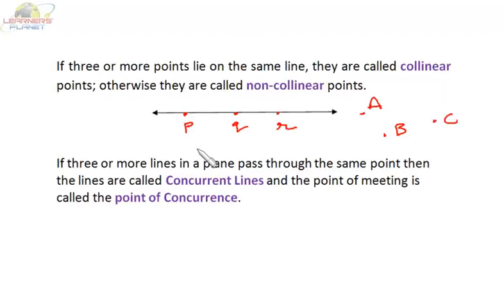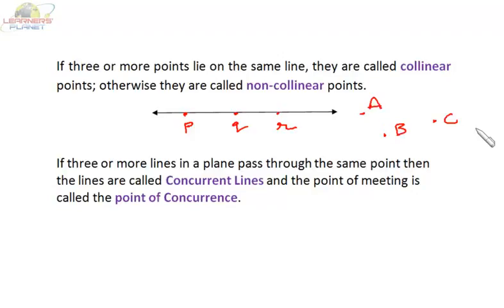Now let's see what are collinear and non-collinear points. If three or more points lie on the same line, then they are called collinear points. If we see over here, P, Q, R, all of them are on the same line. So these are called collinear points. And A, B, C are not collinear since they are not lying on the same line.